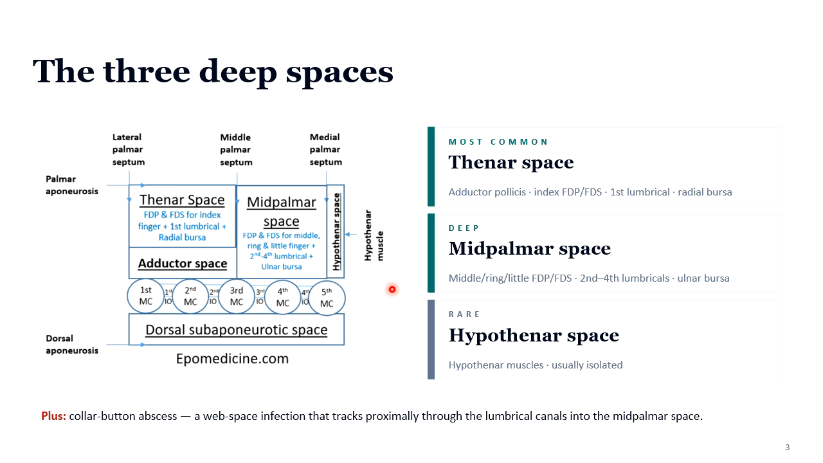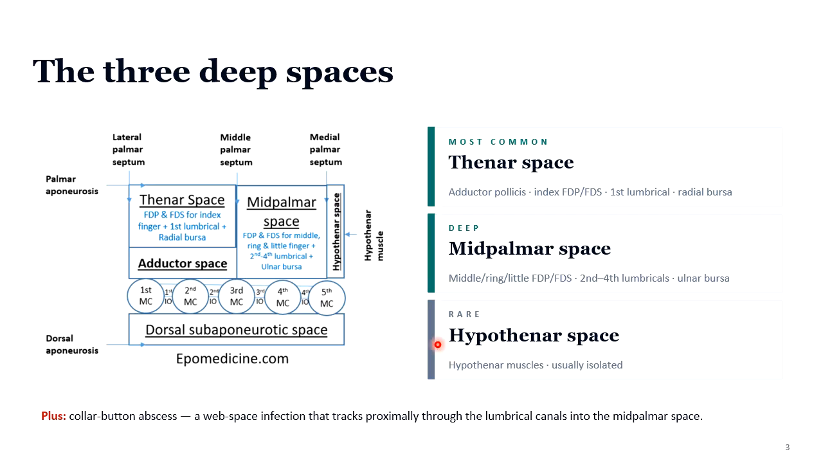So, talking about the infections, the most common infection is that of the thenar space, and we've talked about its boundaries. The next most common infection is the mid-palmar space, which is the middle space and the biggest one, and the rarest infection amongst these is that of the hypothenar space.